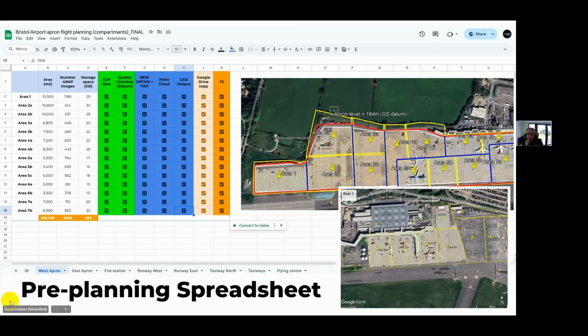We had an idea of how much data that would be, how long it would take us to capture, and how many images it would be. And that allowed us to build a spreadsheet to work out how long each area would take. And obviously, we've got lots of quality checking and things like that.